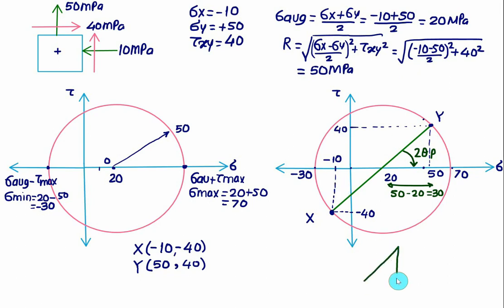So in this right angle triangle, this value is same as 2 theta p. Base is equal to 30 and the height is equal to 40. So we can very well calculate the principal plane angle. 2 times of theta p is equal to opposite is 40 and the adjacent equal to 30. So you can very well solve this.